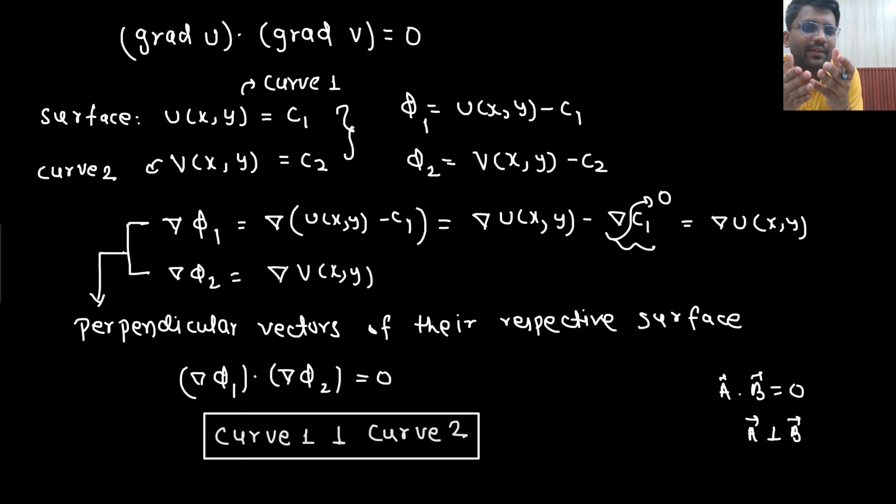Sir, the dot product of their gradients is coming out to be 0. That means if I make a level surface, I should not say curve, I should say surface. Curve also we can say, but a better word would be surface. Sorry guys, again and again I am changing. I should say surface here. Surface 1 and surface 2.